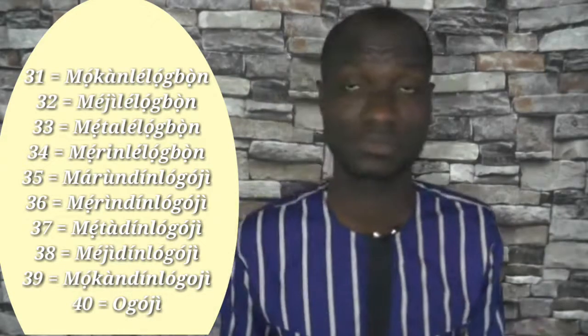We have 35, which means 5 less than 40. We say márùndínlógójì. 36 means mẹ́rìndínlógójì. 37, mẹ́tàdínlógójì. 38, méjìdínlógójì. 39, mọ́kàndínlógójì. And 40 is what? Ogójì. Clap for yourself!